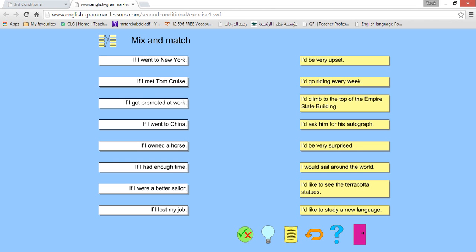The first one, I'd be very upset. I'd go riding every week. I'd climb to the top of the Empire State Building. I'd ask him for his autograph. I'd be very surprised. I would sail around the world. I'd like to see the terracotta statues. I'd like to study a new language.